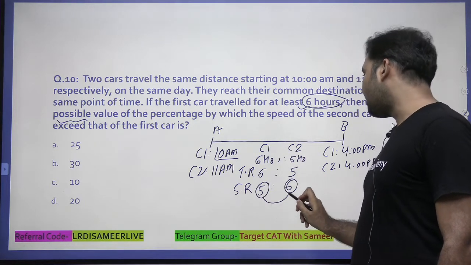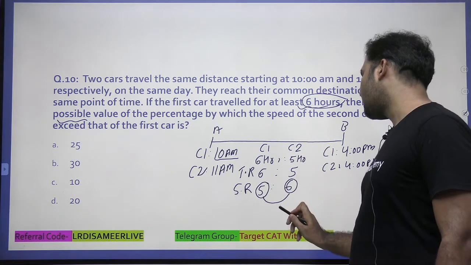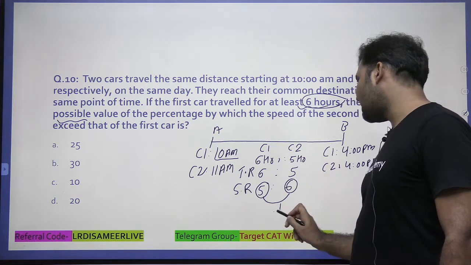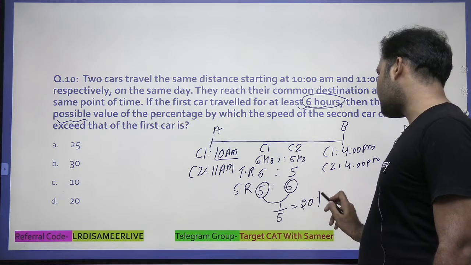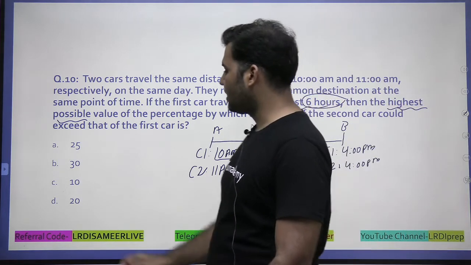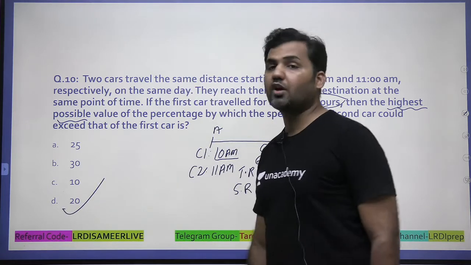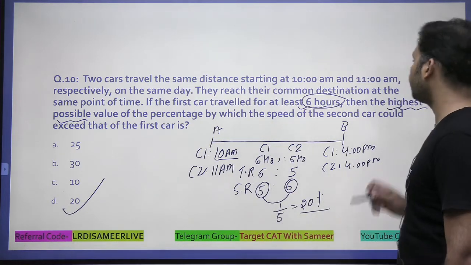So see that the maximum possible value by which the speed of car 2 is more than car 1 would be 1 by 5, which is equal to 20%. That would be the answer to the question. So this is option number D. Option D will be the correct answer.